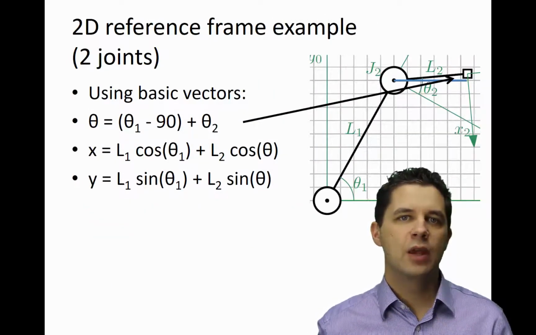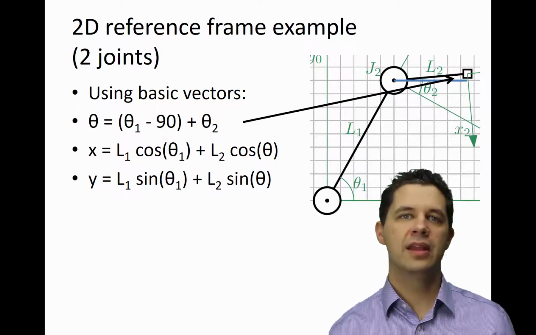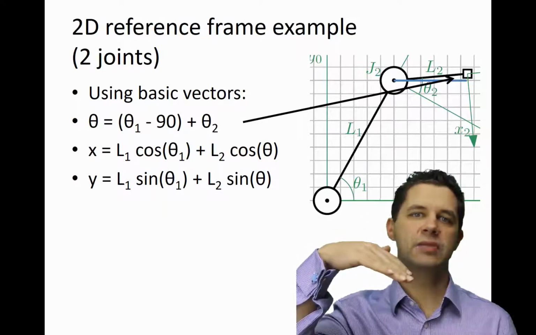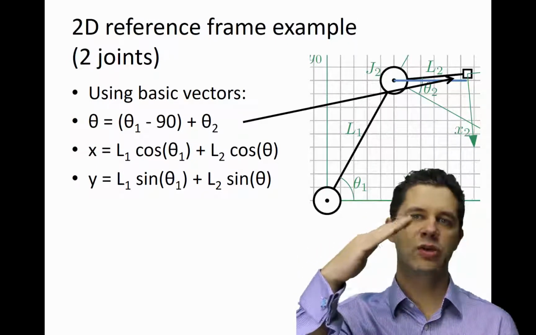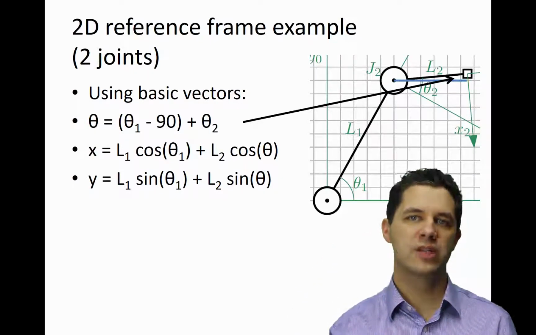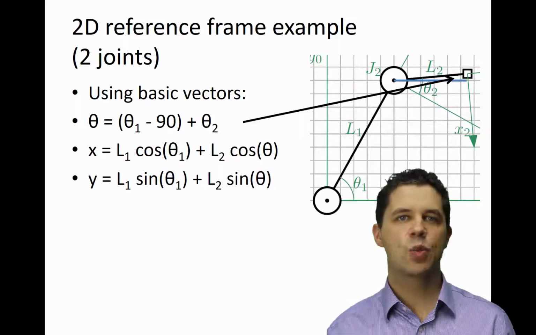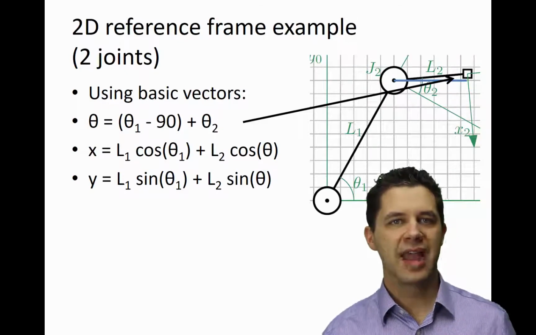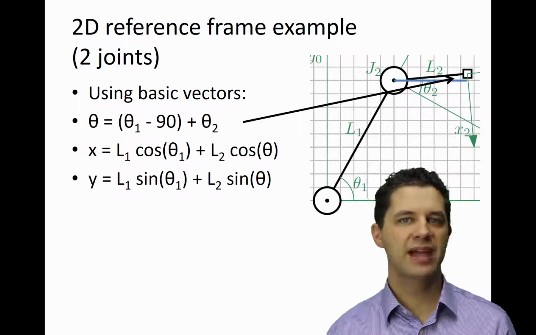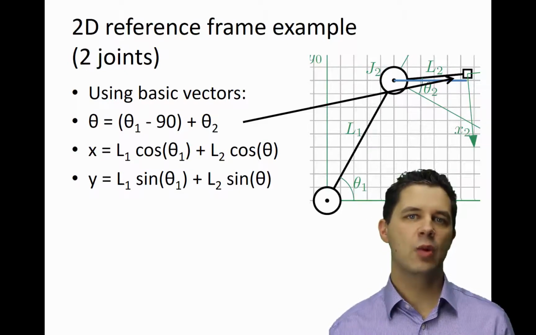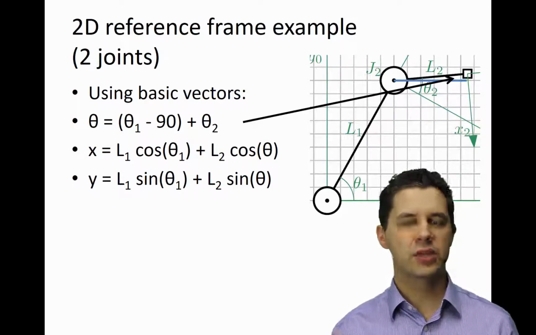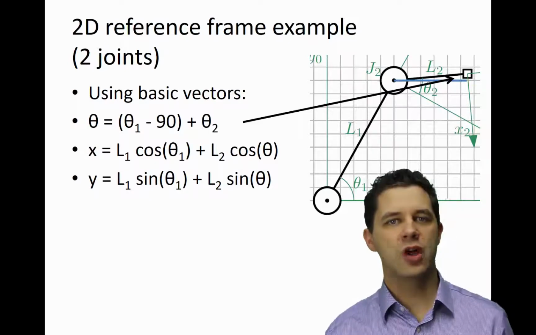Here's what we'd be looking at. So theta is equal to theta 1 minus 90, which rotates us back, plus theta 2, which rotates us to the right angle that corresponds to the L2 linkage. We then, for x and y, it becomes a little trickier. So x is equal to L1 cos theta 1 plus L2 cos theta. And likewise, y is equal to L1 sine theta 1 plus L2 sine theta.